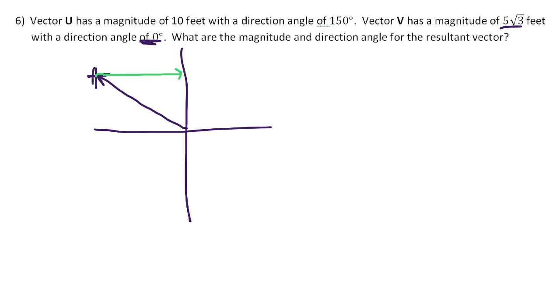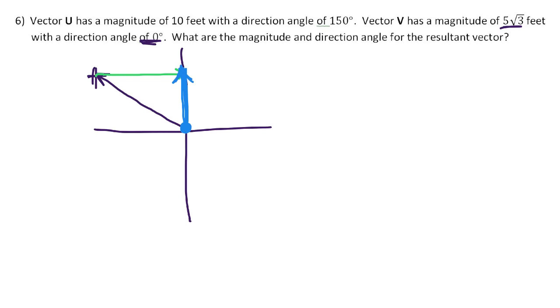So let's see what we have here. We need the magnitude and direction angle for the resultant vector. Well, we had a direction angle of 150. Let's see if we can't draw in then our resultant vector. So we need to start where the original started. We need to end where this last one ended. So it looks like our resultant vector looks something like that.